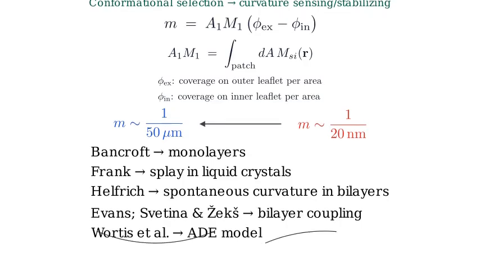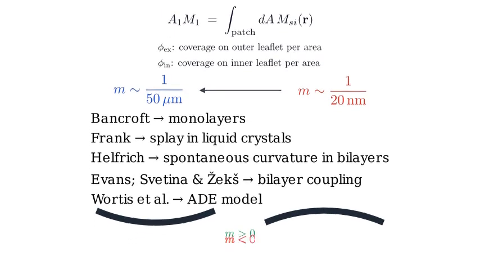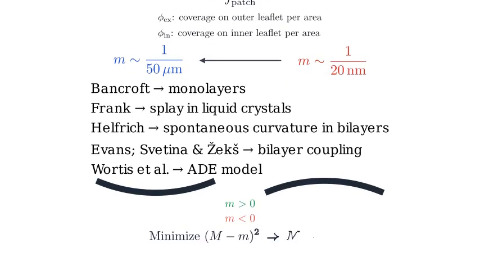Finally, the sign. The preferred sign of m is the sign of the curvature that lowers the elastic energy. Because the energy density goes like parentheses M minus m parentheses squared, the membrane tends to adopt M equal to m. With the exterior on top, m positive prefers upward bulges, and m negative prefers downward bulges.